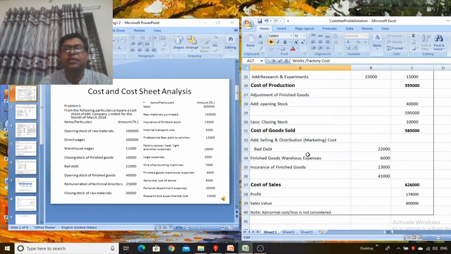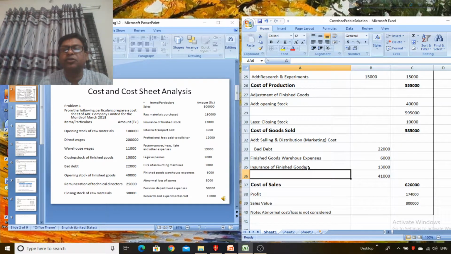So here is the selling and marketing cost. Maybe the bad debt may go to the marketing cost, and finished goods warehouse is also a marketing cost.